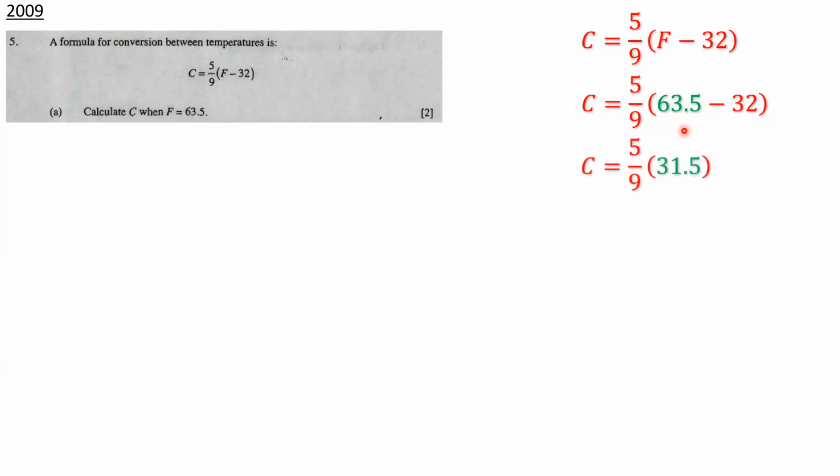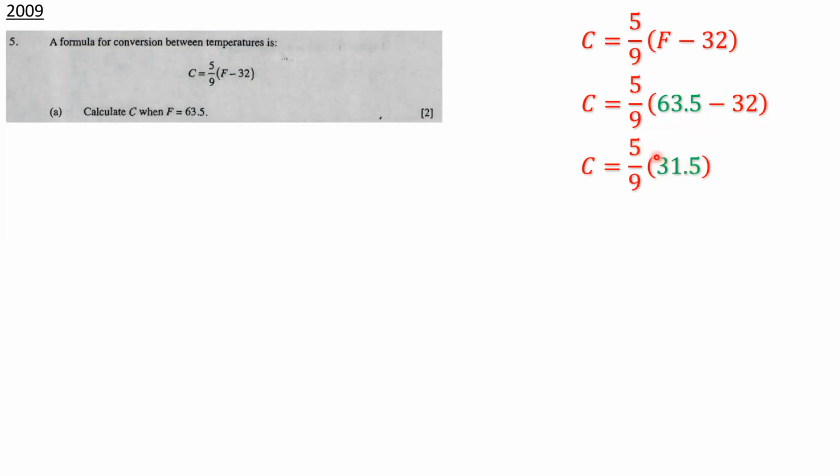63.5, which means that we know that F is equal to 63.5. So that means that wherever we see F, we're going to put 63.5. Let's subtract. So we have 63.5 minus 32. That's going to be equal to 31.5. And then we can multiply.